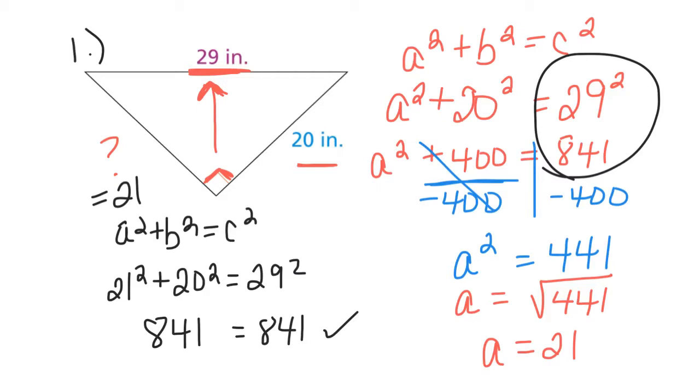So the new step. The new step is this subtraction part. This part right here is the new step. I did not do that step last time. That is the only difference in solving for a leg and solving for the hypotenuse, is that one subtraction step.